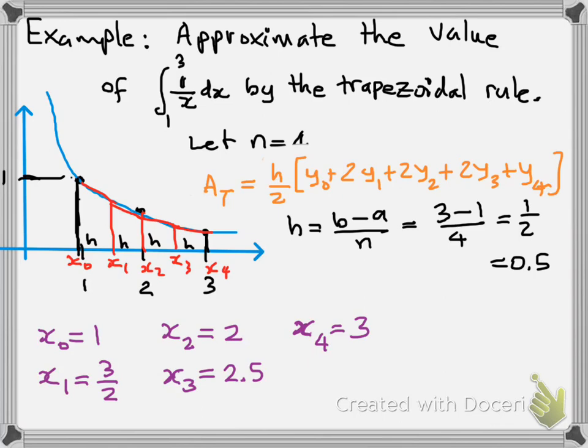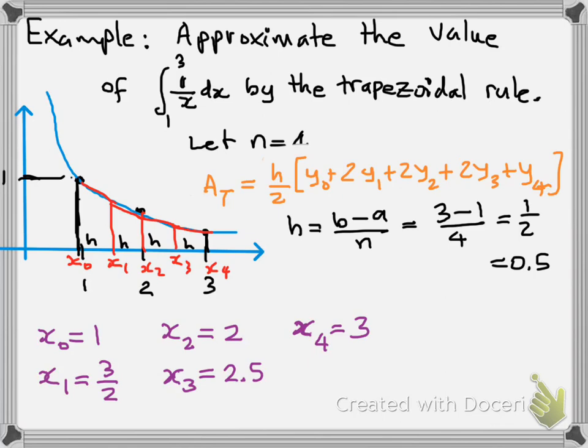Okay, and then starting from the initial point, x sub 0 is 1, that's the initial point. The next point, x sub 1, will be 1 plus h, 1 plus 0.5, that's 1.5, that's 3 over 2, that's what you have over here. And then x sub 2 is 1.5 plus half, that's 2. X sub 3 is 2 plus 1/2, that's 2.5. And finally, x sub 4, which is the last point, is 2.5 plus half, that's 3. So that's how I came about all these points in here.